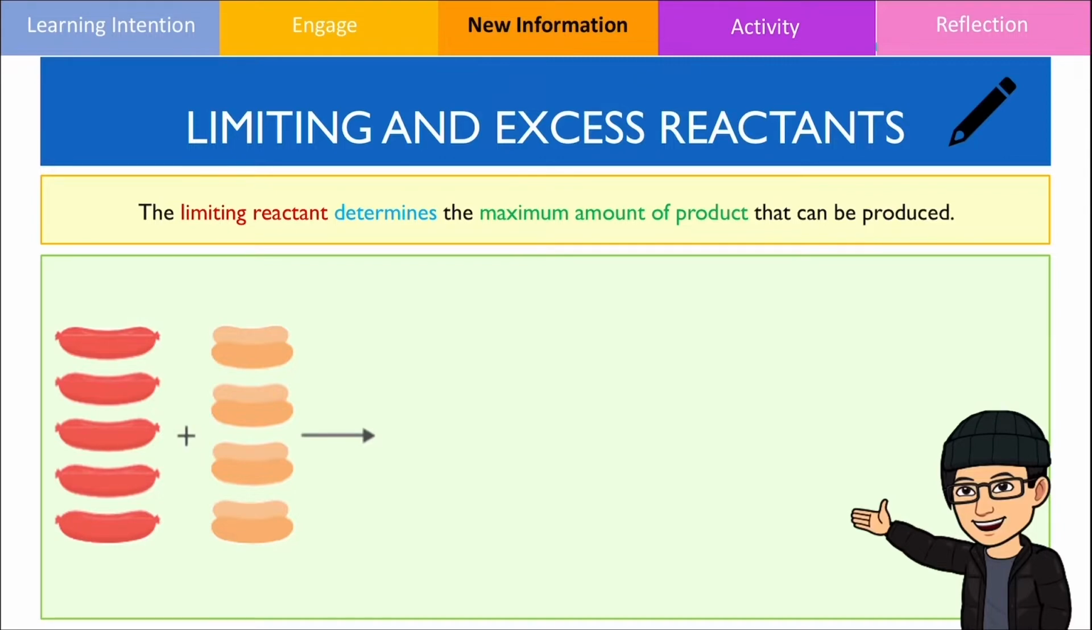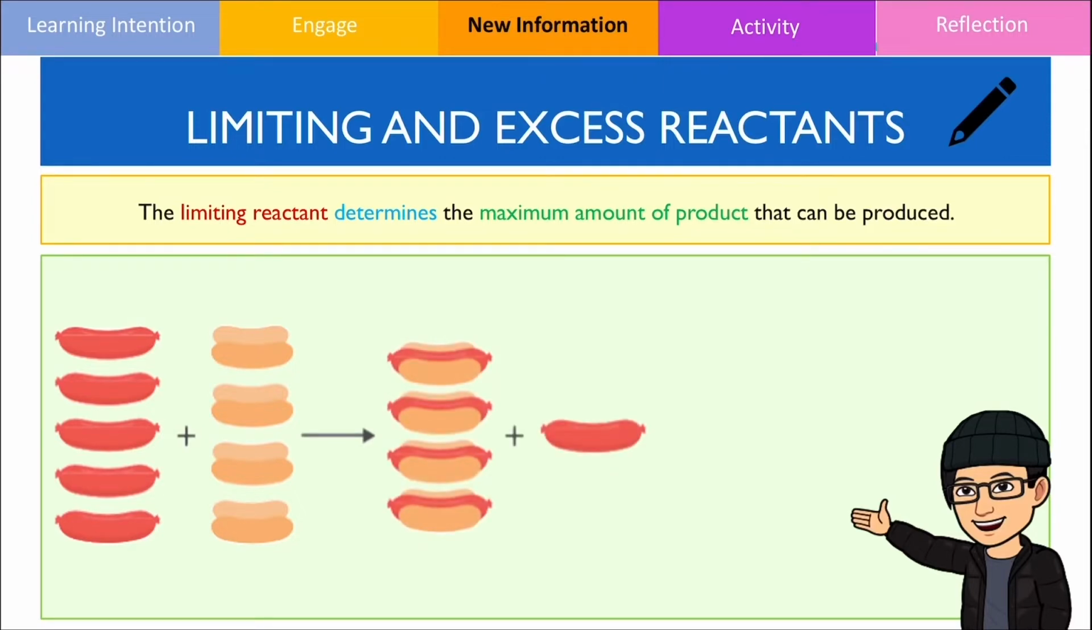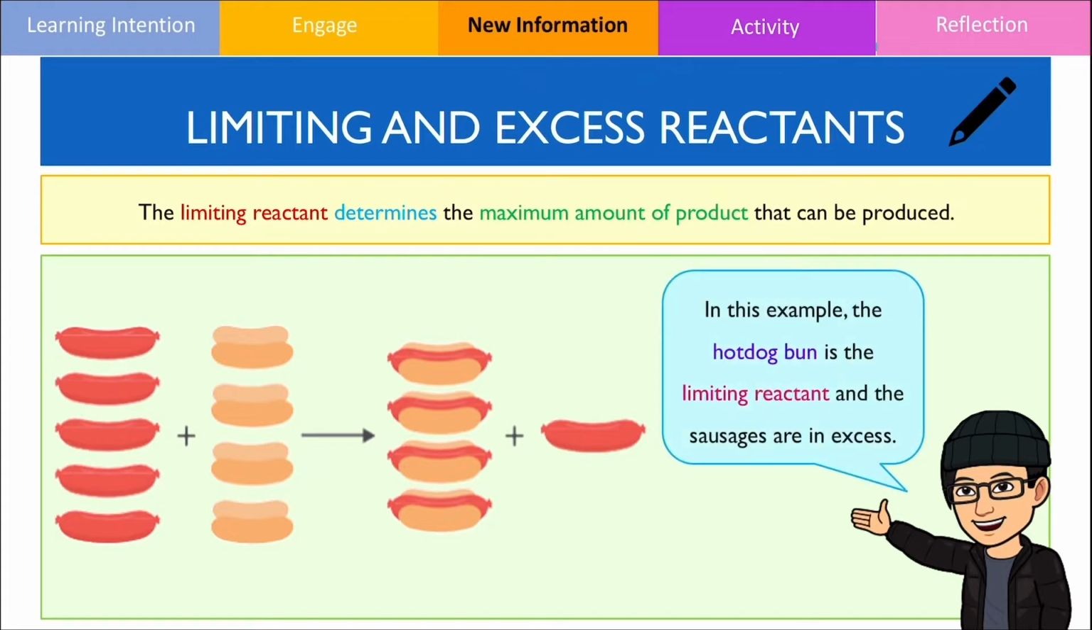In the following image, I've got 5 sausages and 4 hot dog buns. To make a hot dog, you need 1 bun and 1 sausage. How many full hot dogs can I possibly make with the given starting materials? In this example, you can clearly see that you can only make 4 hot dogs and you've got only 1 sausage left over. Therefore, we say that the hot dog bun is the limiting reactant because it gets completely used up first and it determines the maximum amount of hot dogs that can be made, which in this case was 4. On the other hand, the leftover sausage is described as the excess reactant.